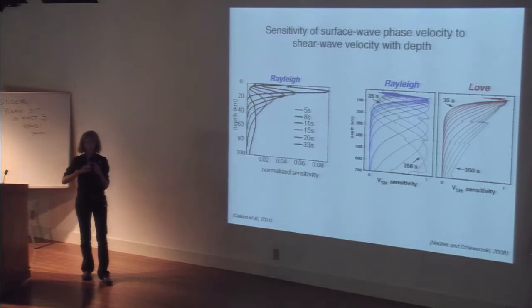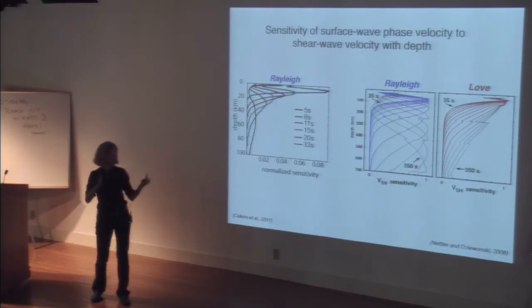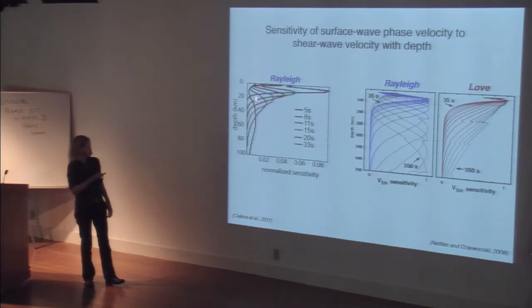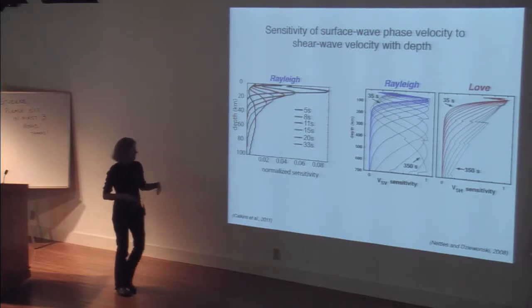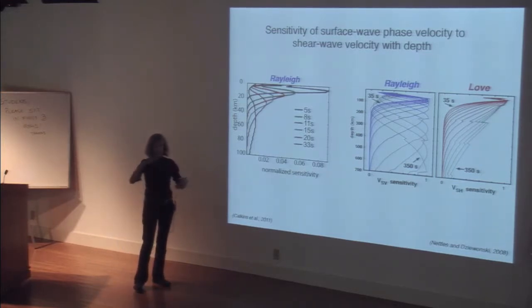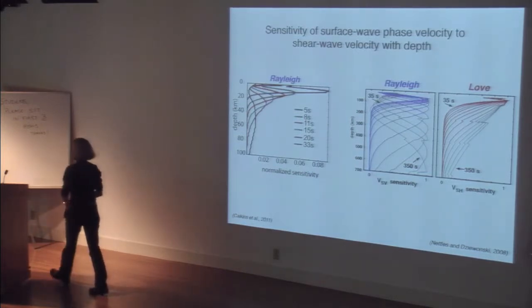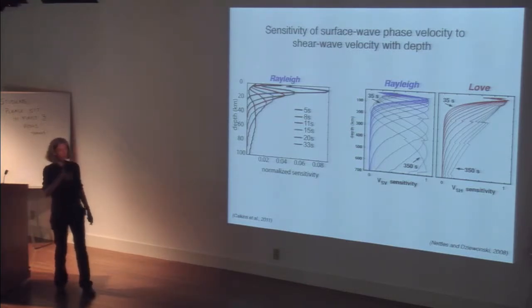So we can use the combination of the fact that we can make a map of how fast the surface waves travel across the Earth, combine that with the fact that they have different sensitivities at different depths, and that allows us to back out what the underlying shear wave velocity structure is as a function of depth, not just laterally. Is that clear? There almost always is a question about this. No, there's not. Okay.